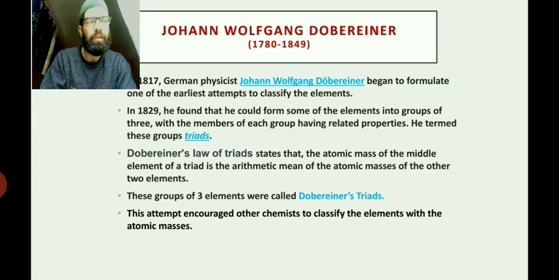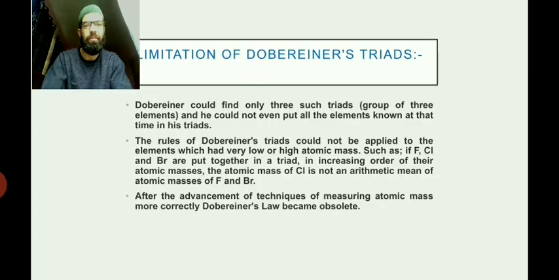Though he could not explain various things that we have known today, he encouraged other chemists and scientists to classify the elements according to their masses. Then we will study today the limitations of Dobereiner's triads. He tried to group the elements in different periods, but there were some limitations which we will study here.